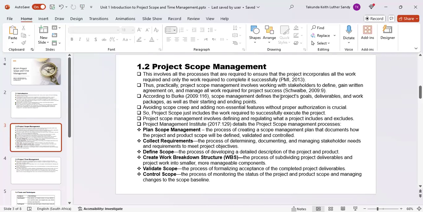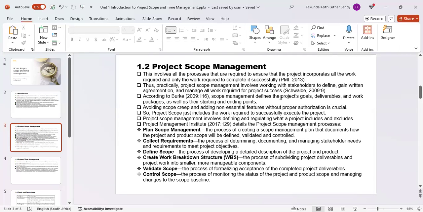So here, let's read what is written there. Project scope management. This involves all the processes that are required to ensure that the project incorporates all the work required and only the work required to complete it successfully. Practically, project scope management involves working with stakeholders to define, gain written agreement on, and manage all work required for the project success. According to Beck, scope management defines the project's goals, deliverables, and work packages, as well as their starting and ending points. Avoiding scope creep and adding non-essential features without proper authorization is crucial.